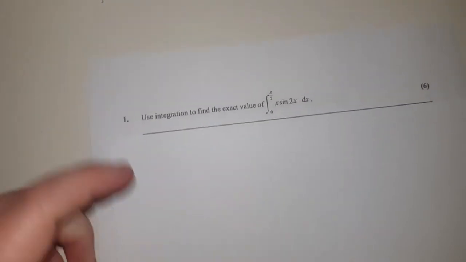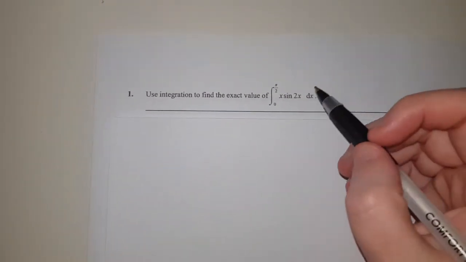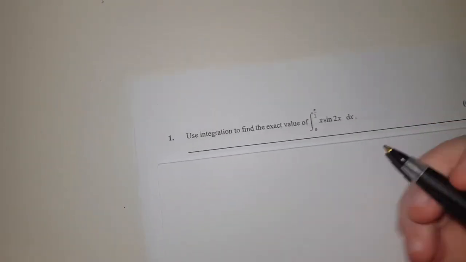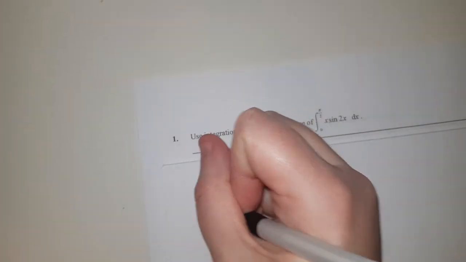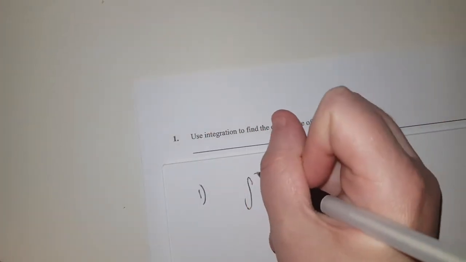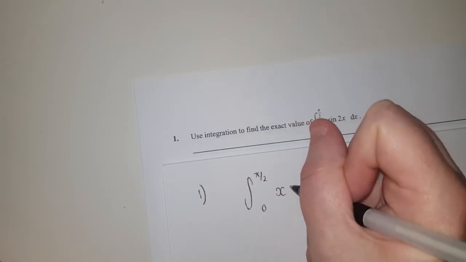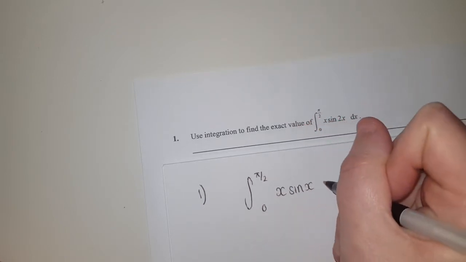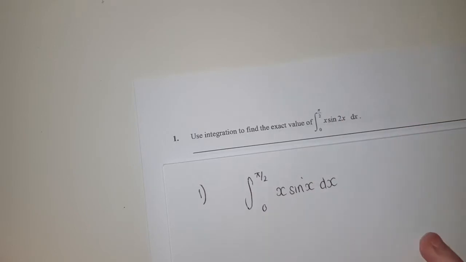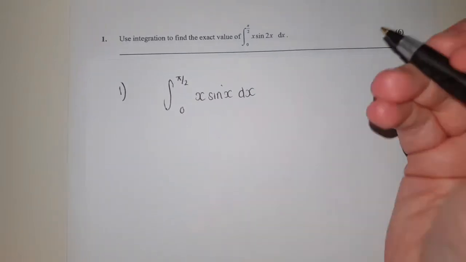Okay, so if we start with the first one, we've got an integration question where you've got two things being multiplied together. So that makes question one an integration by parts question. Just remember when you're setting everything up that you're using correct notation and you're not skipping any steps. You want things to be as clear as possible.